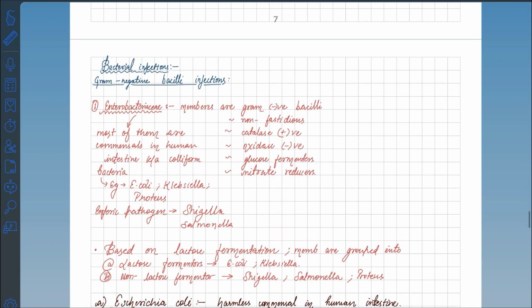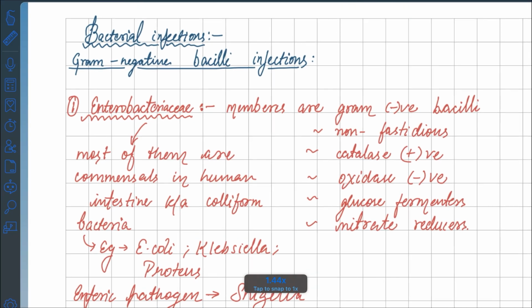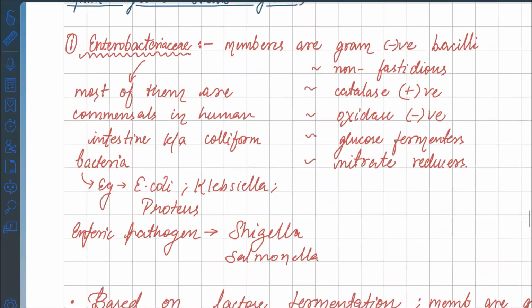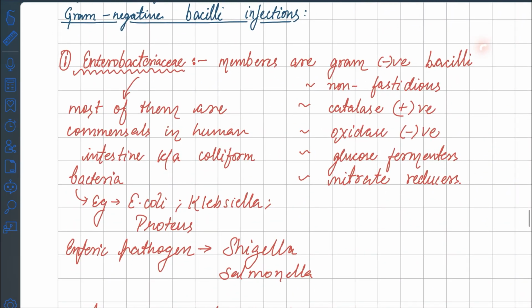Now let's move into bacterial infection. So we'll start with gram-negative bacilli infection. The first family is Enterobacteriaceae. The members of gram-negative bacilli, they are non-fastidious, they are catalase positive, oxidase negative, glucose fermenter, and nitrate reducer. So these are the basic features of the members of this family, Enterobacteriaceae bacteria.